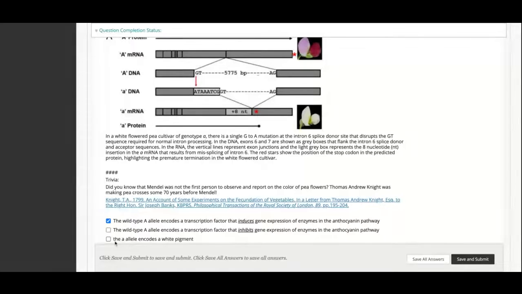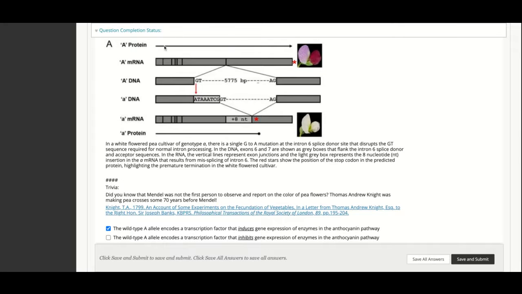The third one, the little A allele encodes a white pigment. That one is not true. You would think the little A is making white pigment, but what the little A encodes is a transcription factor that is shortened, and because it's different from that, it doesn't work in inducing the transcription of the genes that are responsible for making pigment.